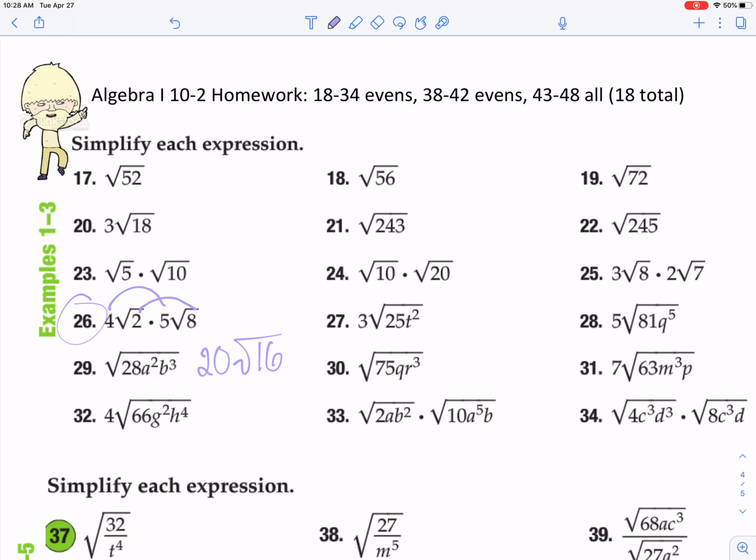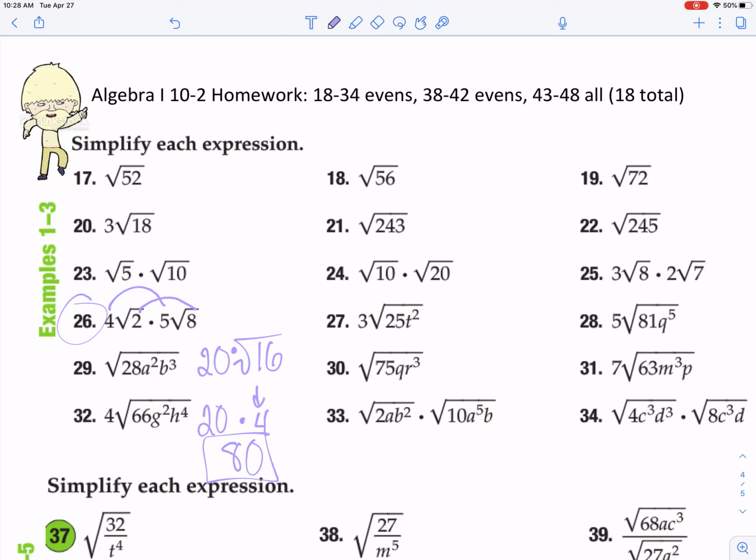And then simplify the radical sign. In this case, that's pretty handy because the square root of 16 is just 4. And remember there's a little multiplication sign here. So anything that you end up being able to take out, you're going to just keep multiplying all the stuff that's on the outside together. So 20 times 4 is 80. That would be my final answer.